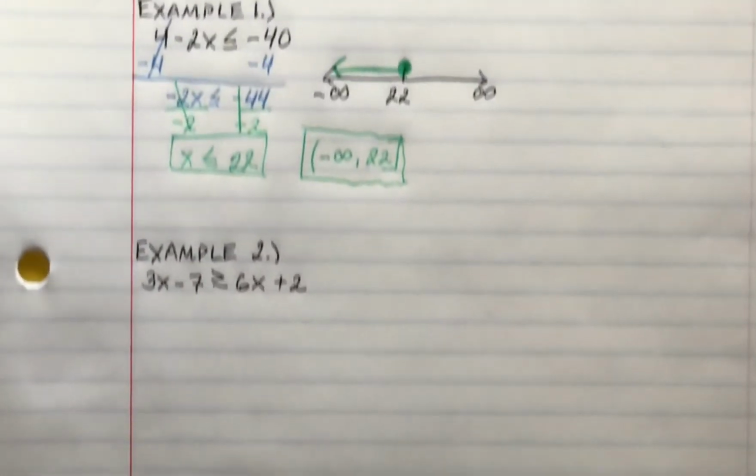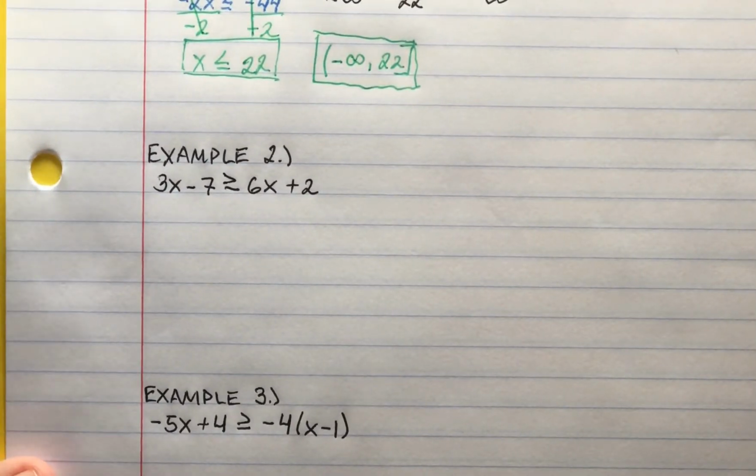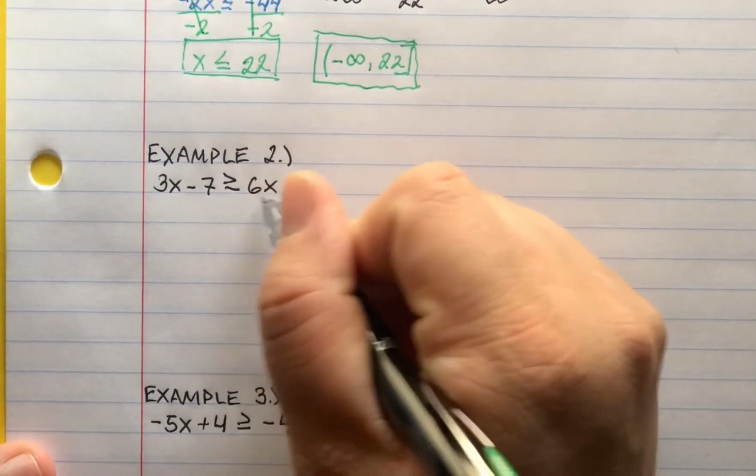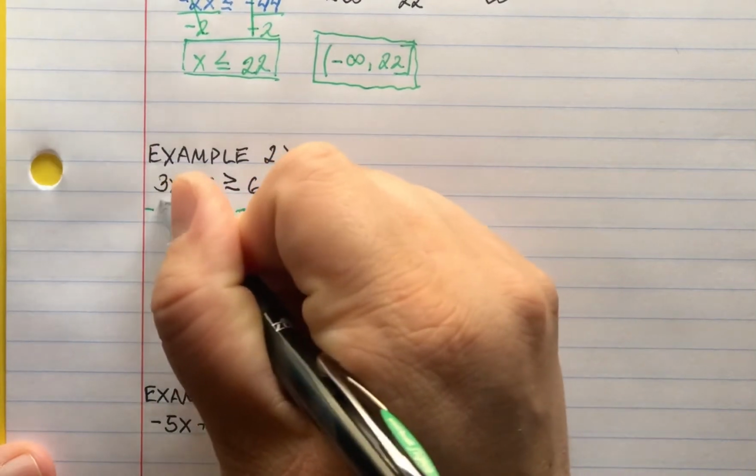Next, I have example 2. 3x minus 7 is greater than or equal to 6x plus 2. So what I'm going to do here is I'm going to move the x's to one side and then everything else to the other. I'm going to move 6x over to the left by subtracting it from both sides.